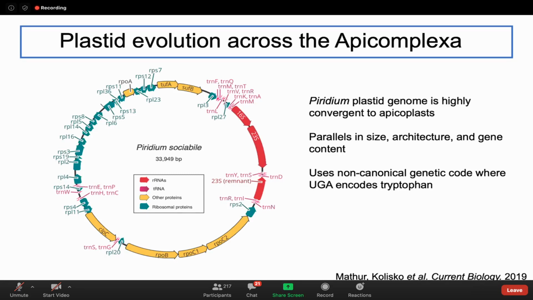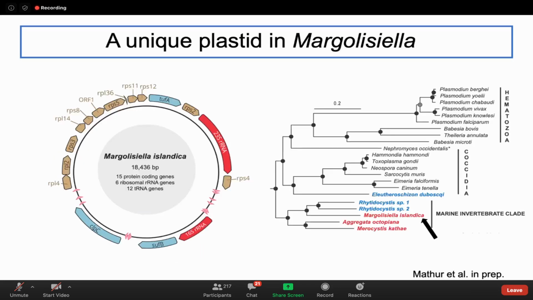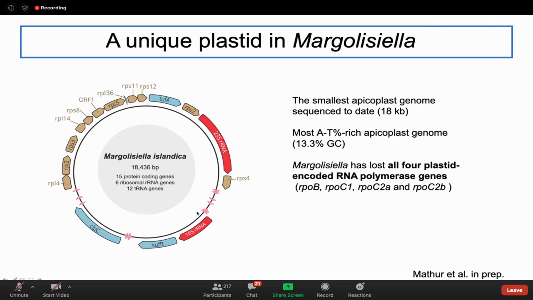But at the same time, I'd like to bring up some interesting exceptions that we found as we sequenced some more of these deep branching taxa. One such exception was in Margolisiella. Margolisiella is part of this marine invertebrate clade that's basal to the coccidians and the hematozoa. And Margolisiella has an extremely unique apicoplast because it's the smallest one we've ever seen. It has an extremely high AT richness, the highest ever seen as well. And what's really surprising about this plastid is that it's lost all 4 plastid-encoded RNA polymerases. And this has never been seen before. In fact, it's been proposed that the RNA polymerases being in the plastid genome is one of the reasons that it's retained at all.